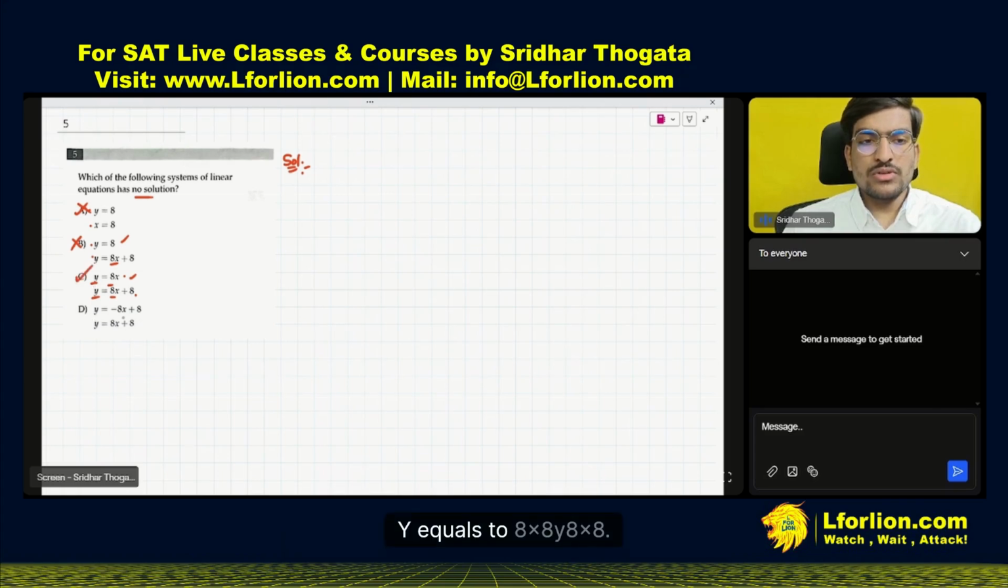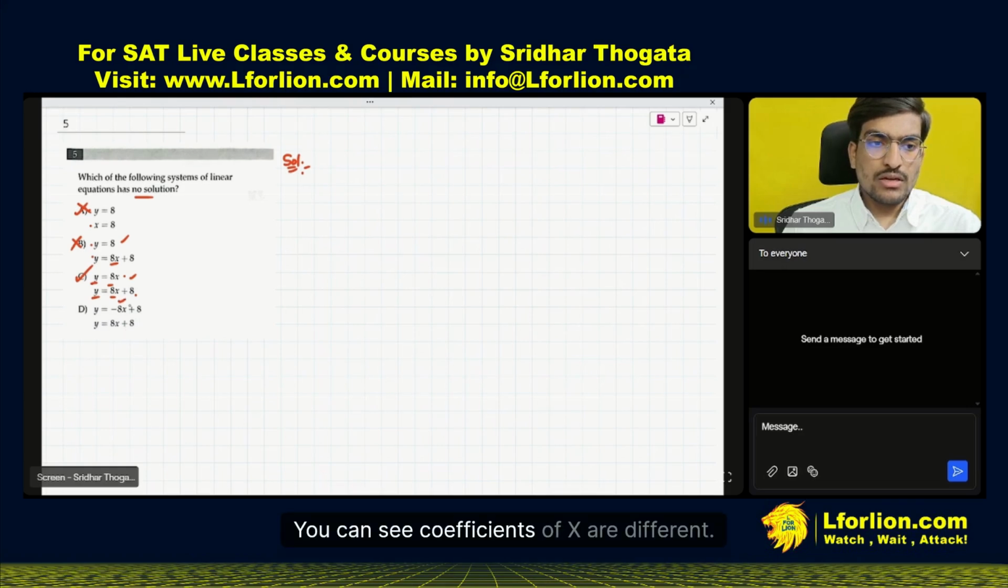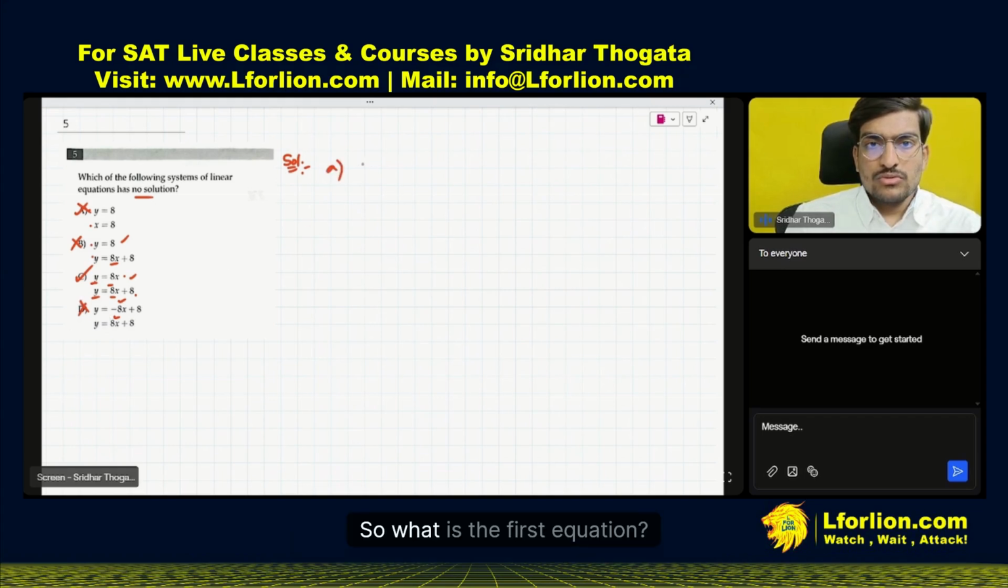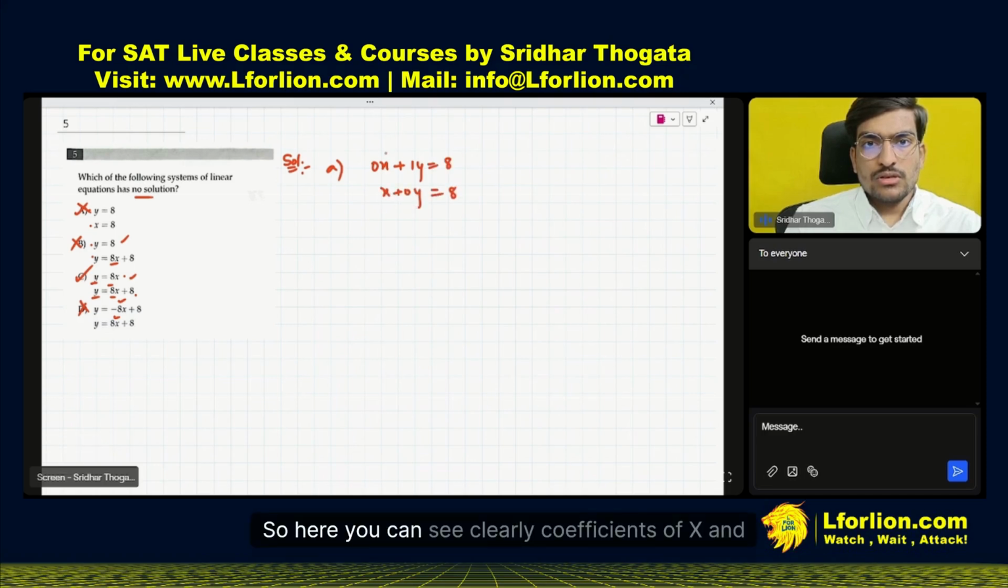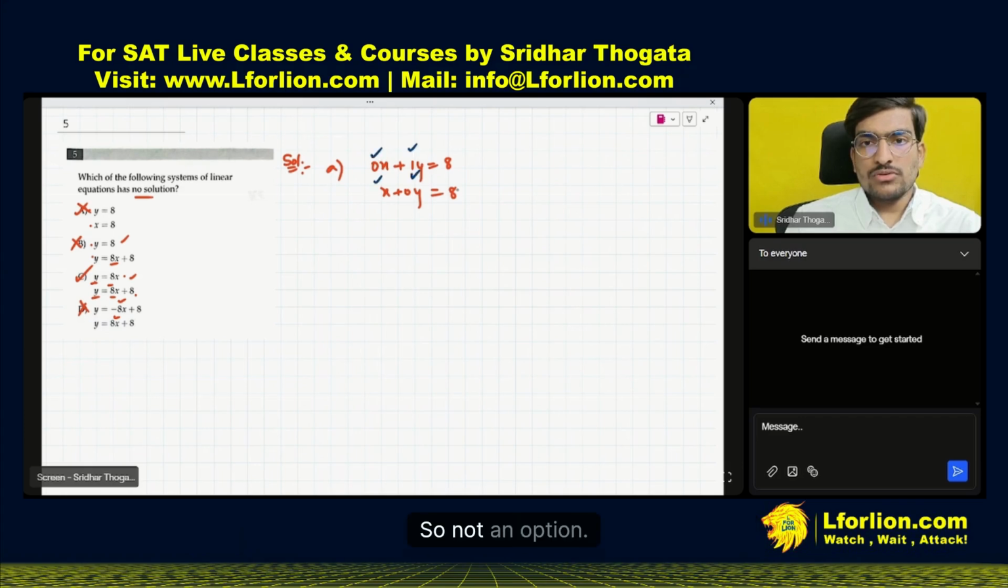Y equals negative 8x plus 8. Y equals 8x plus 8. You can see the coefficients of x are different, so this is not an option. For more clarity, I'll write it here, option A. What is the first equation? 0 times x and 1 times y equals 8, and x plus 0y equals 8. So here you can see clearly the coefficients of x and y are different, so not an option.